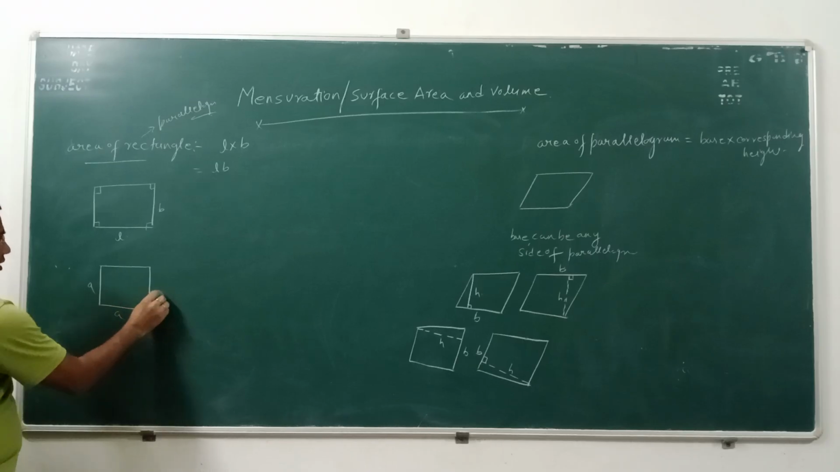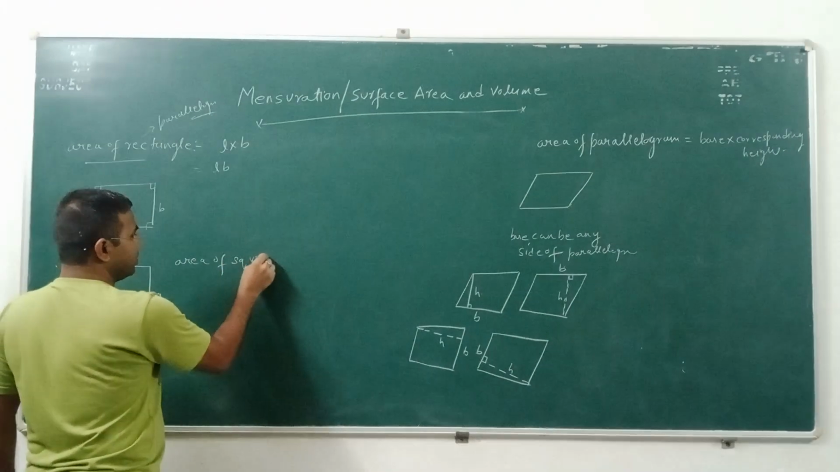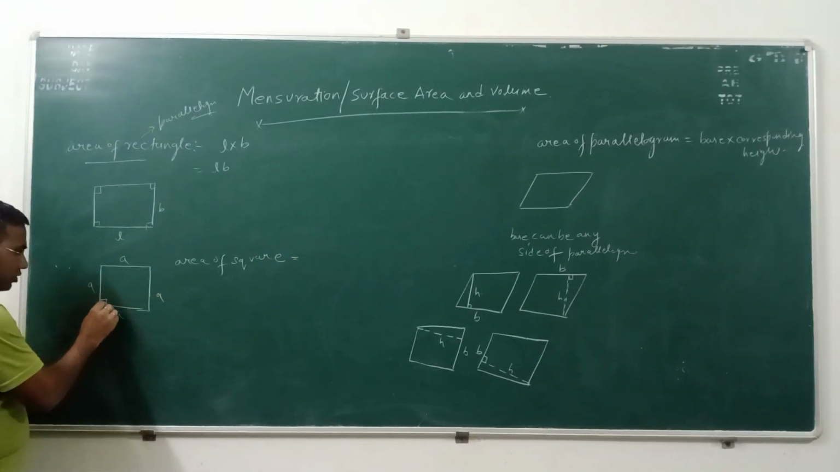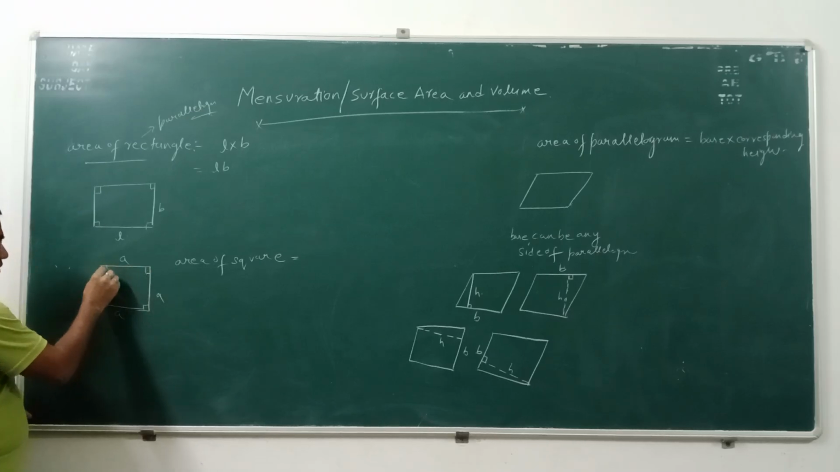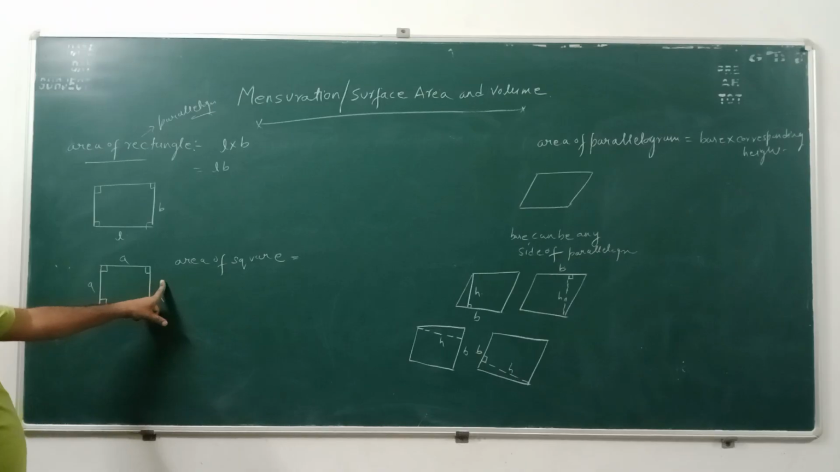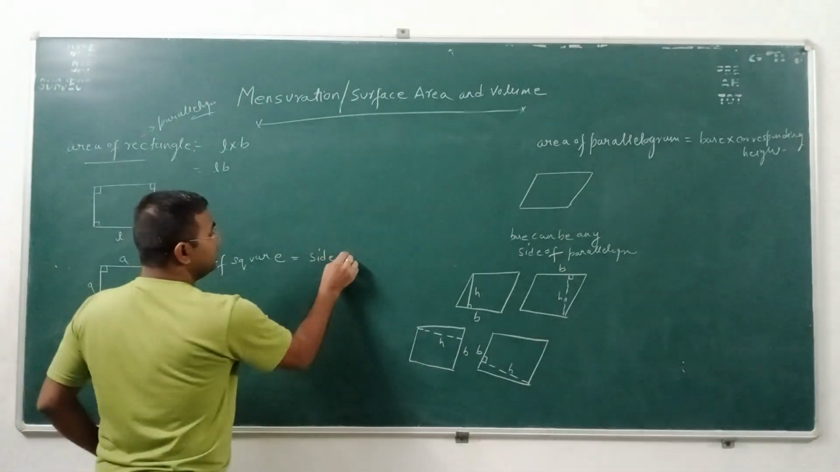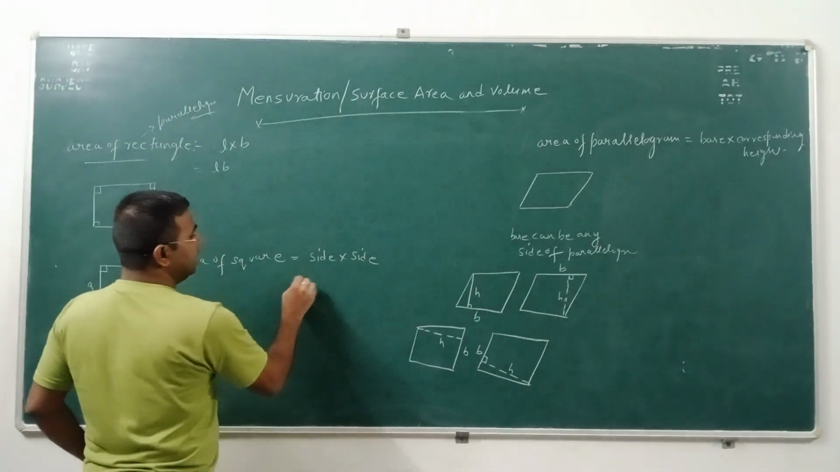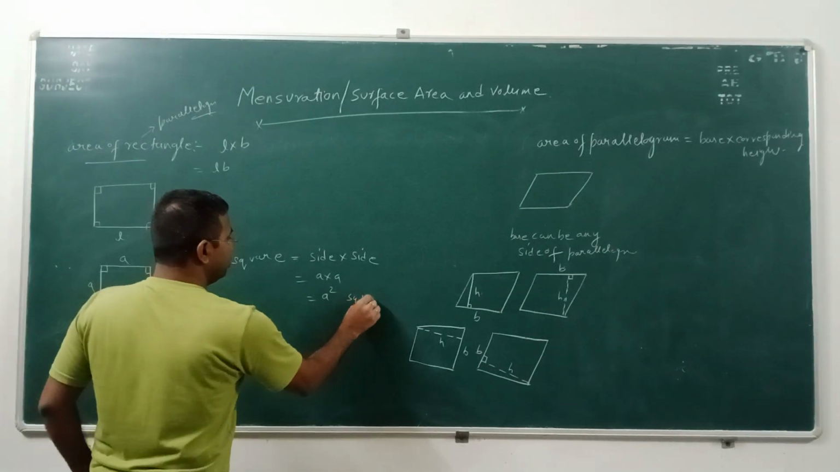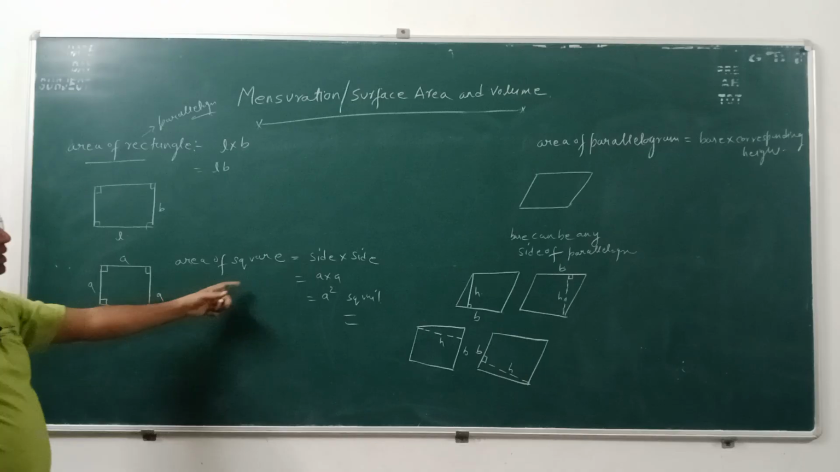Area of square. You can see in this all sides are equal, as you know that. Second thing, all angles are 90 degrees, then one side will be the height and one side will be the base. So here we will write side into side will be the area, means a into a, a square, square units. So in this way you will calculate the area of a square.